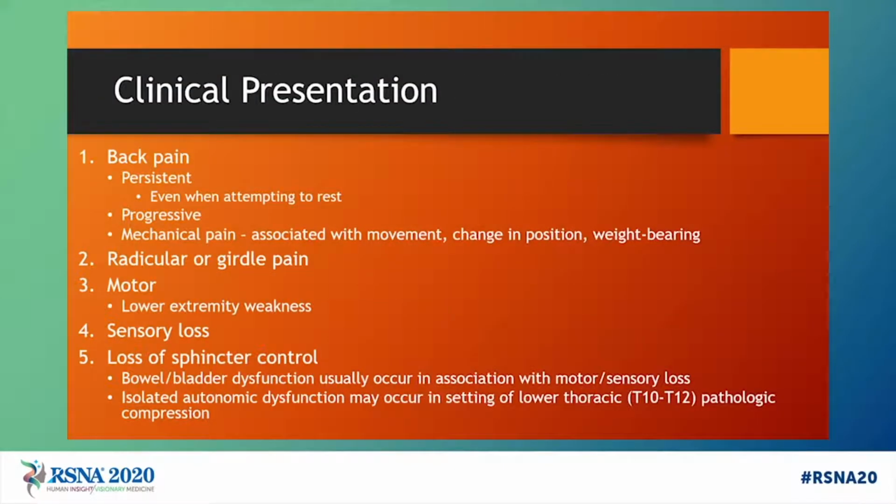Patients with spinal cord compression will often present with back pain. The pain may be persistent or progressive, or it may be mechanical. Mechanical pain is pain that occurs in association with movement, change in position, or weight bearing. There may be radicular or girdle pain. The patients may experience motor weakness, sensory loss, or loss of sphincter control.